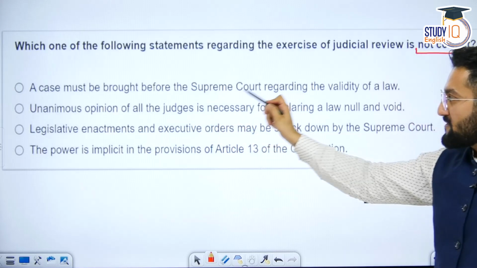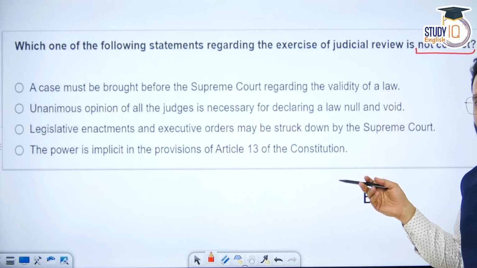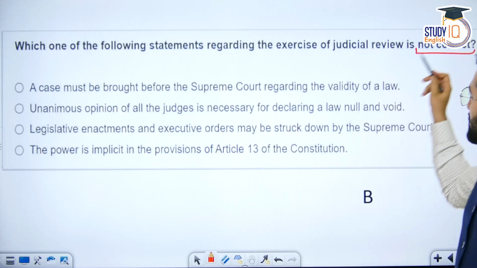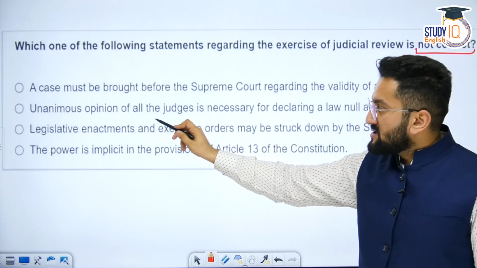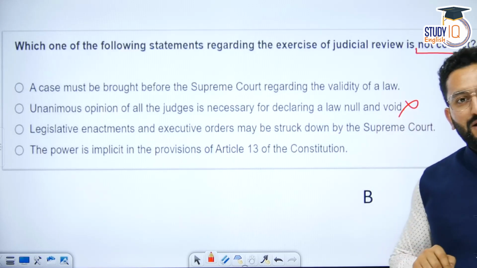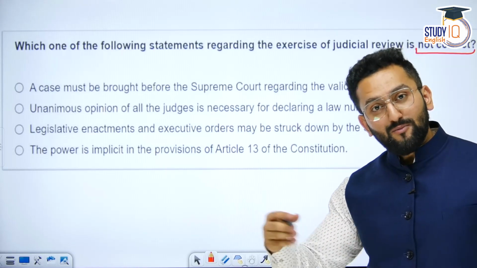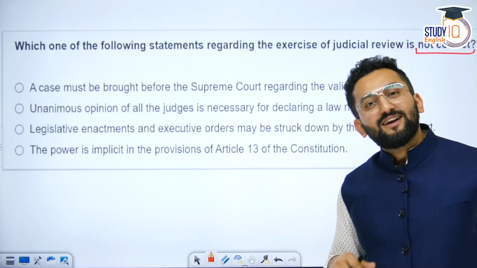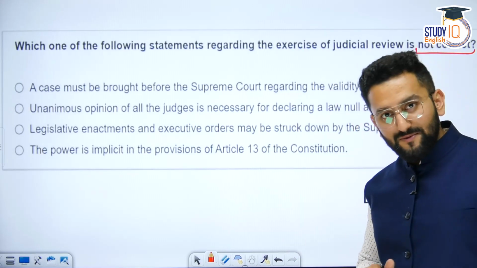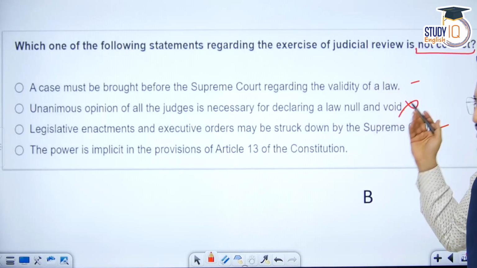A case must be brought before the Supreme Court regarding the validity of a law. Do you think it is true or false? It is true, right? But you have to identify not correct. Unanimous opinion of all the judges is necessary for declaring a law null and void. This is false, because I told you in the Supreme Court chapter that a decision by the Supreme Court bench is taken on the basis of majority. If there's a 5-judge bench, if 3 are in favor, then that is going to happen. Legislative enactments, executive orders may be struck down by the Supreme Court. It is correct, although we got the answer.